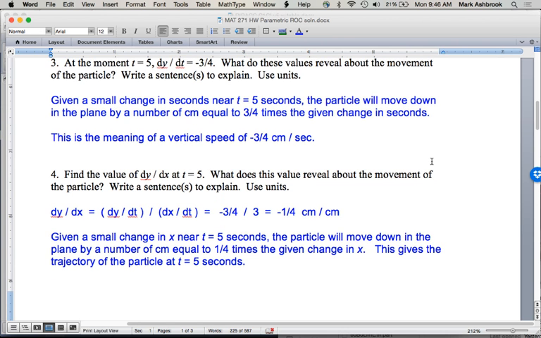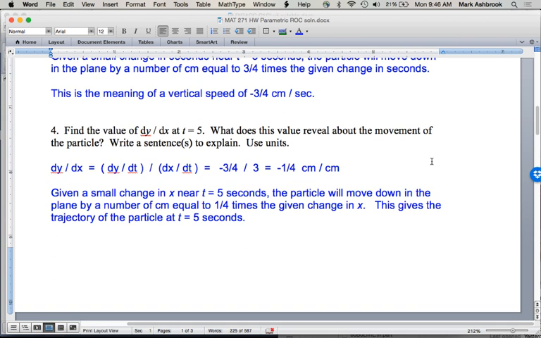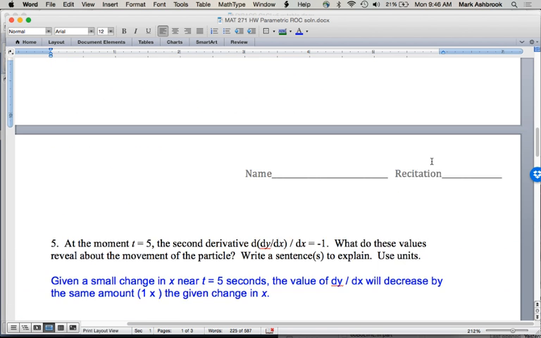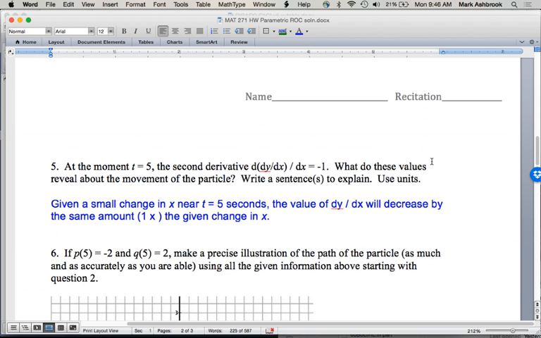And so what does this give? Time is no longer involved, so what this has to do with is the trajectory of the particle, the direction in which the particle is moving. We can pinpoint from this -1/4 centimeters per centimeter. All right, so what about the second derivative?